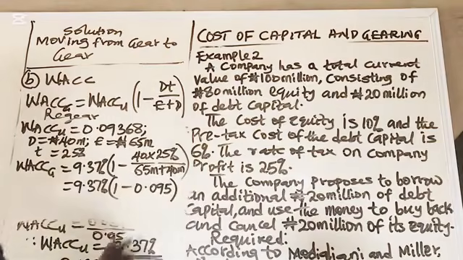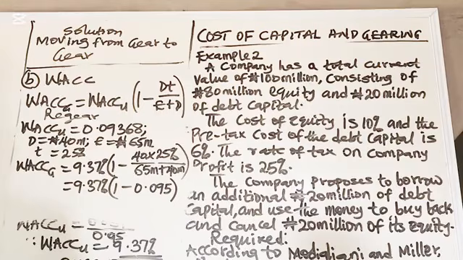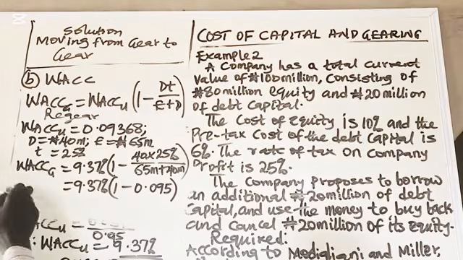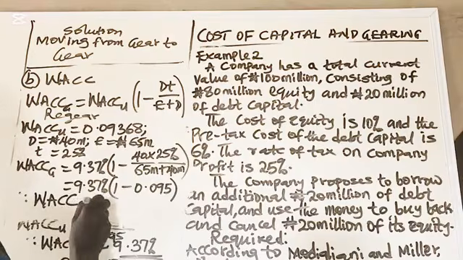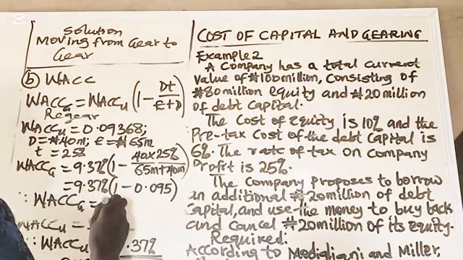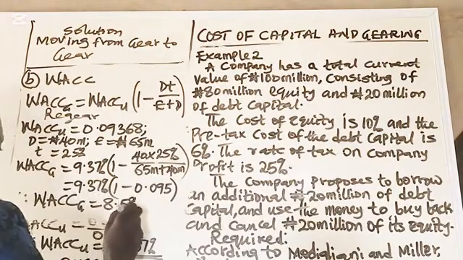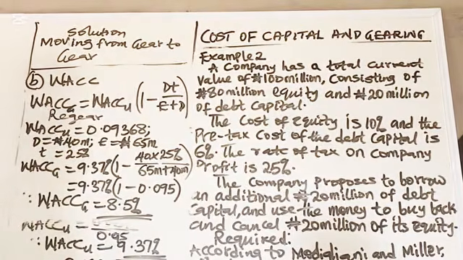The sum of debt and equity is 105. So if you subtract this from 1, you have 0.90476 times 9.37. So the WACC of a geared company is 8.48, or 8.5%. So that is the solution to the B part of the question.